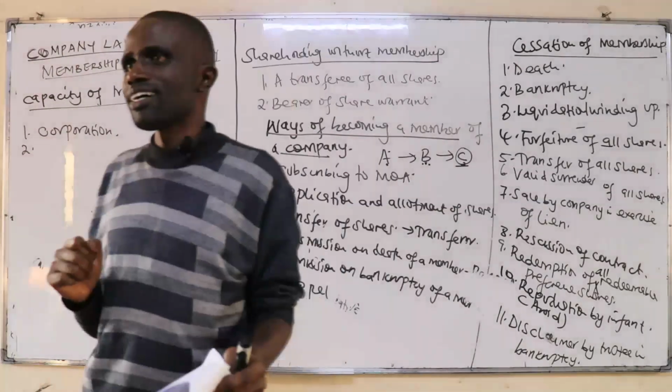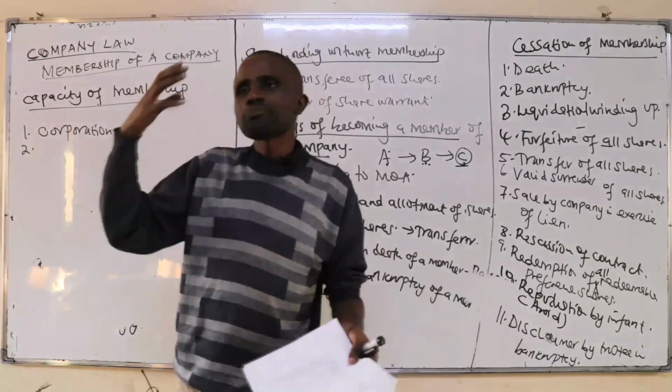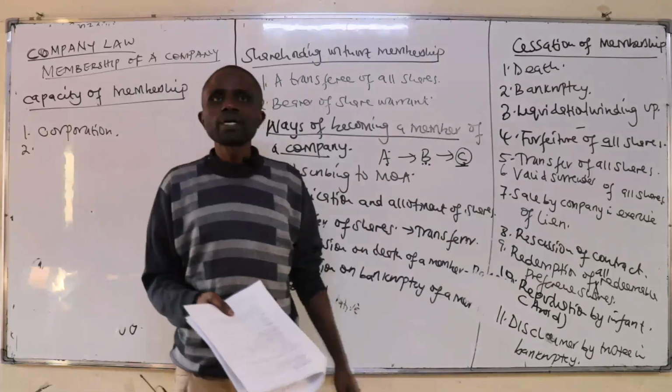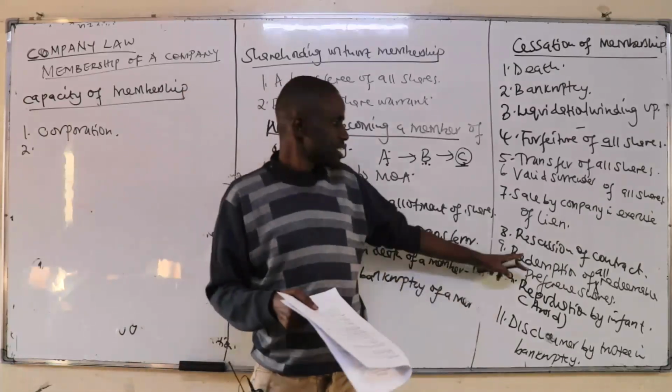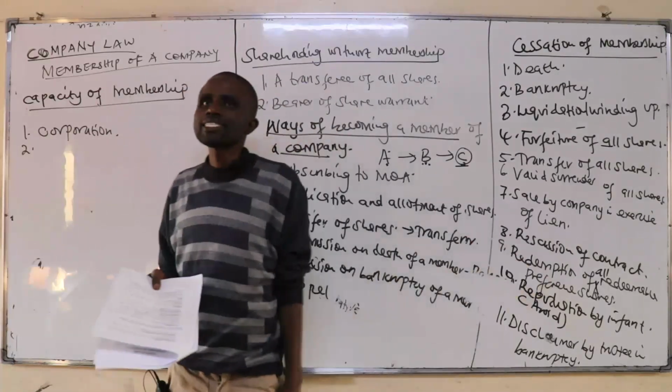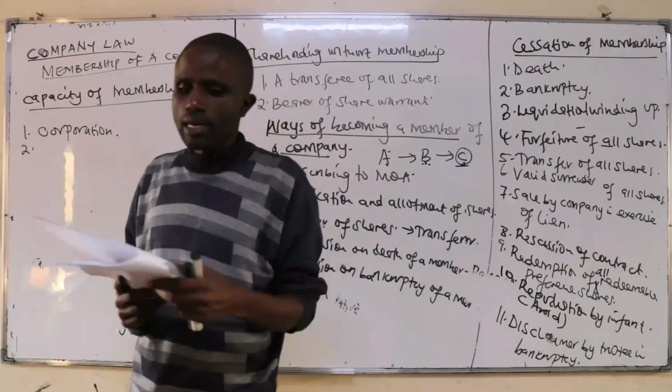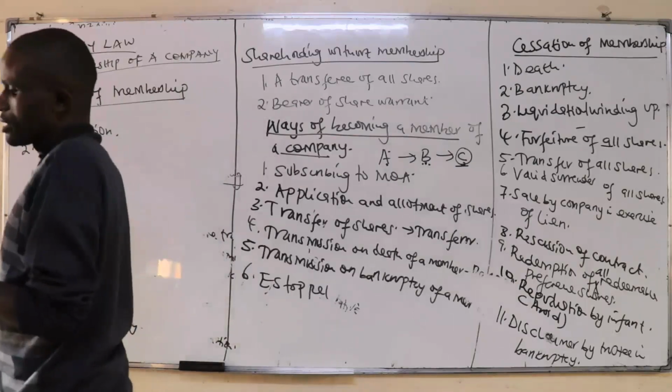You have to think critically. One of the exceptions to the rule that a company cannot purchase its own shares is redemption of redeemable preference shares. Are we together? So corporation, we have discussed it.